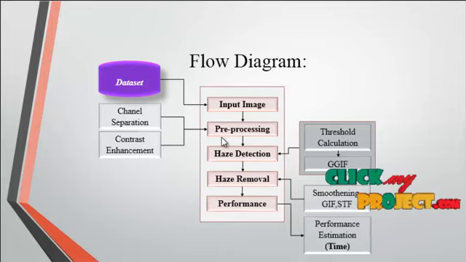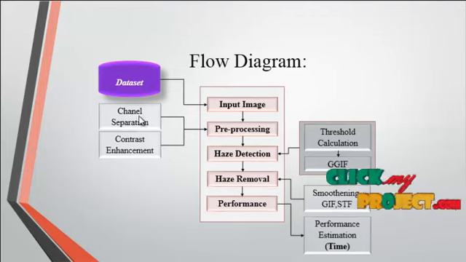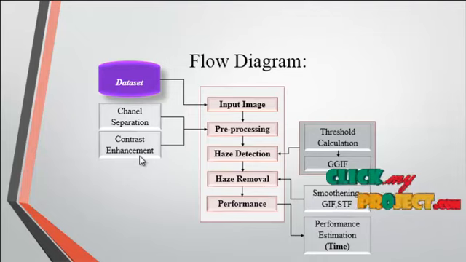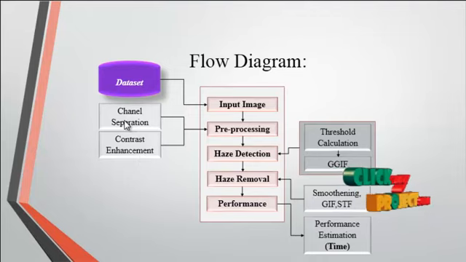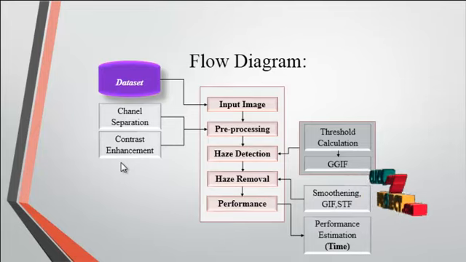After that, the pre-processing is done. In this pre-processing step, we do two steps. The first step is the channel separation, then the second step is the contrast enhancement. The first step, channel separation, separates the channels like RGB. RGB represents red, green, blue. After the channel separation, the initial contrast enhancement is done to enhance the image slightly.